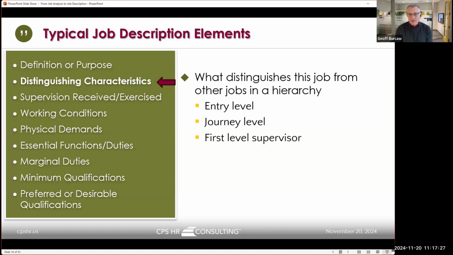Now, all of that information, of course, is going to come from your job analysis, but it's just a basic description. And some of this other stuff is fairly straightforward, and you'll get it through your job analysis, or it's just common knowledge, like the distinguishing characteristics. This is where you're going to have whatever distinguishes this job from other jobs in a hierarchy. Like, is it entry level? Is it journey level? The first level supervisor?